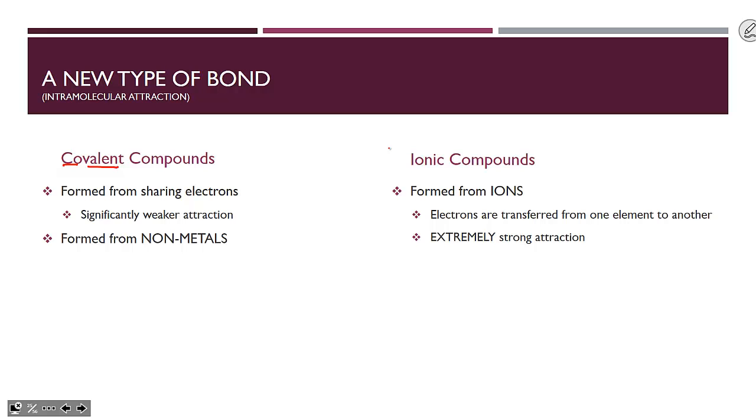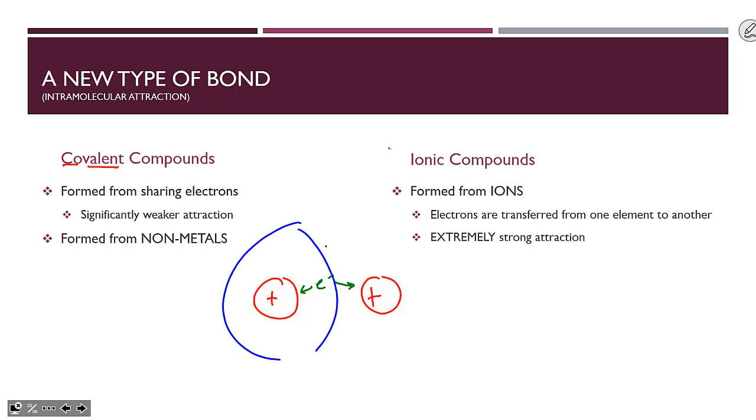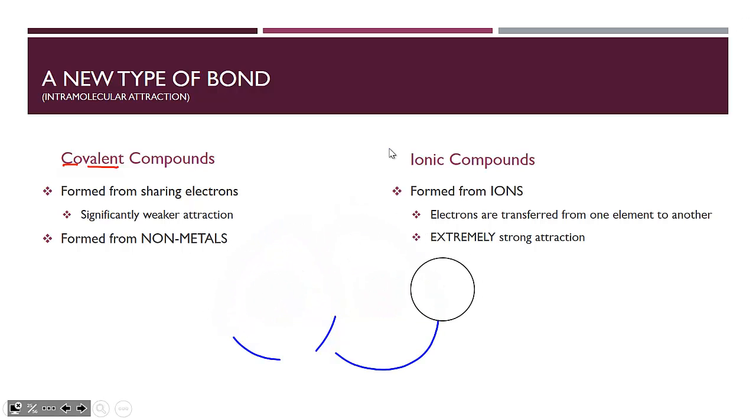This attraction is significantly weaker, but it occurs because the nucleus of an atom will attract electrons in neighboring atoms towards it. So if I have two atoms, that electron is equally attracted to both nuclei. This attraction holds those two atoms in close proximity to one another, which creates a covalent compound. They share valence electrons: covalent.